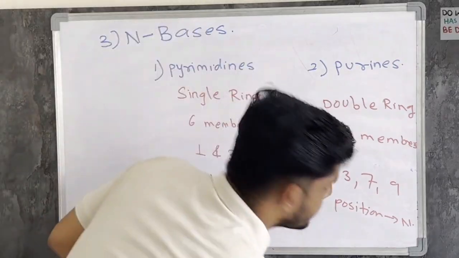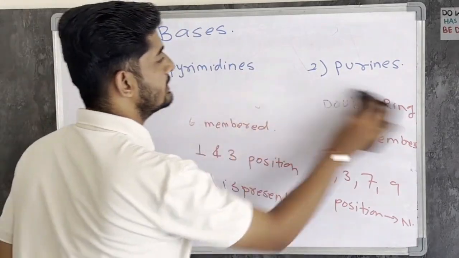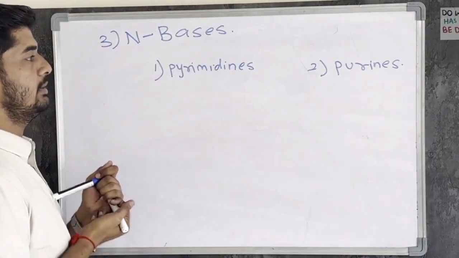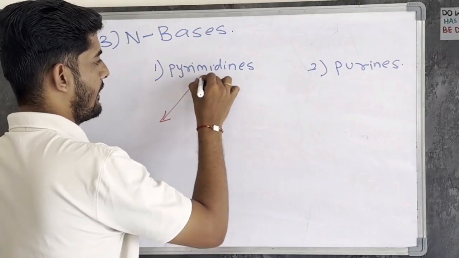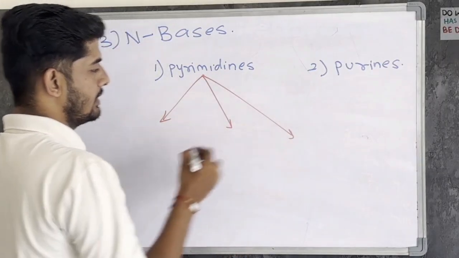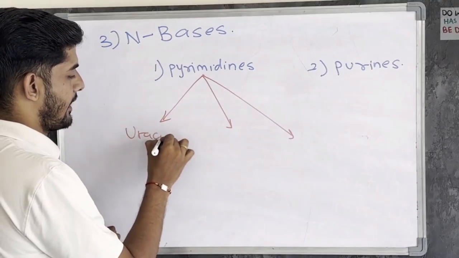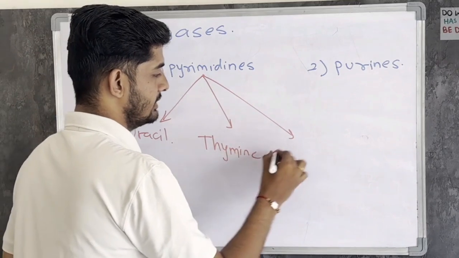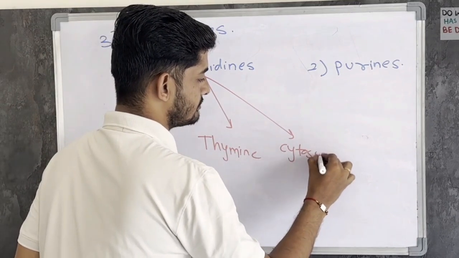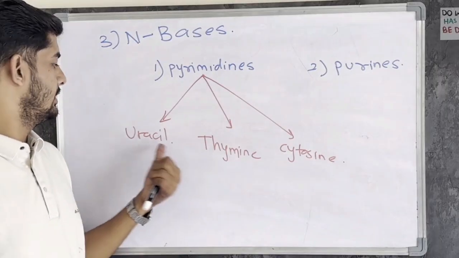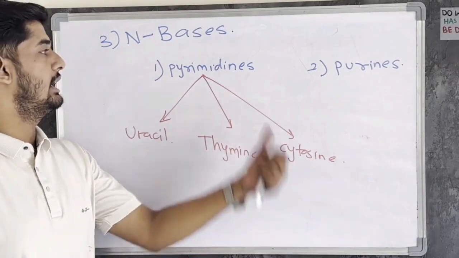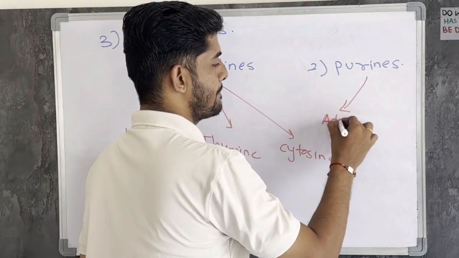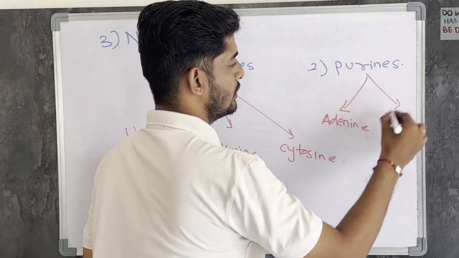Now we will see the types of pyrimidines and purines. The pyrimidines are of 3 types. The first is the uracil, second is the thymine, and third is the cytosine. Now uracil, thymine and cytosine are the pyrimidines, and the purines are of only two types. First is the adenine, second is the guanine.